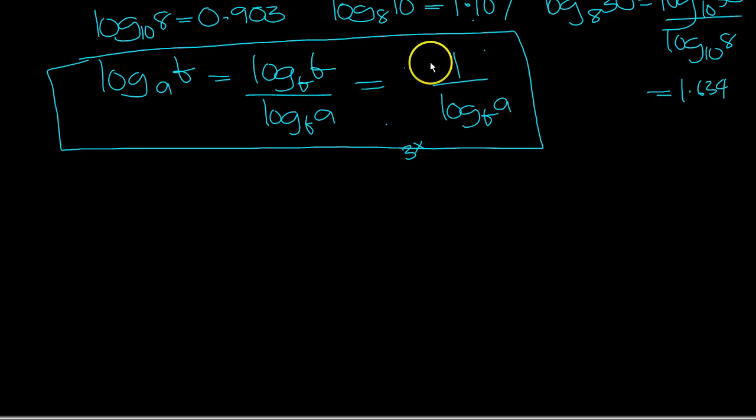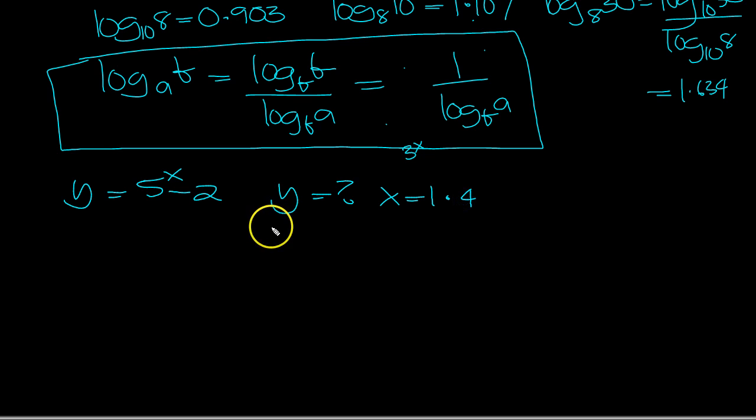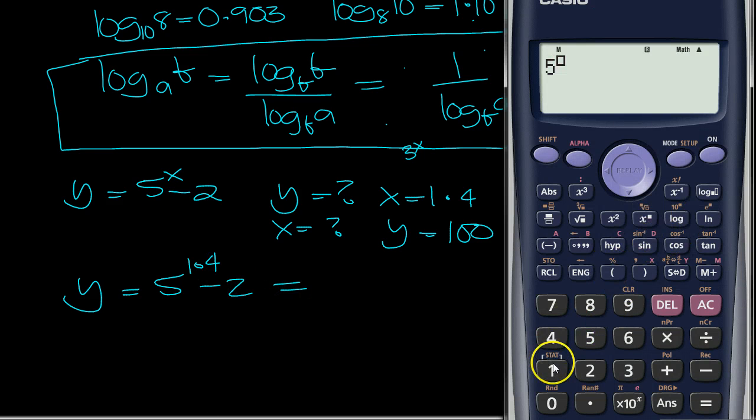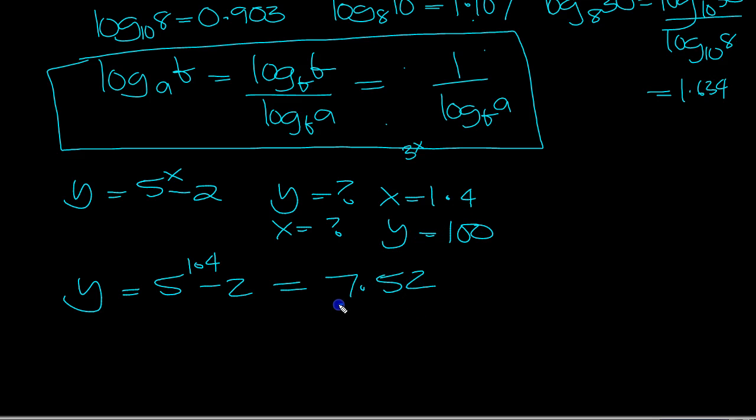Last piece of the notes now, just to touch on. So y is equal to 5 to the x minus 2. Find y when x equals 1.4, and find x when y equals 100. So first of all, y is equal to 5 to the 1.4, minus 2. 5 to the power 1.4, minus 2. 7.52 to 2dp.